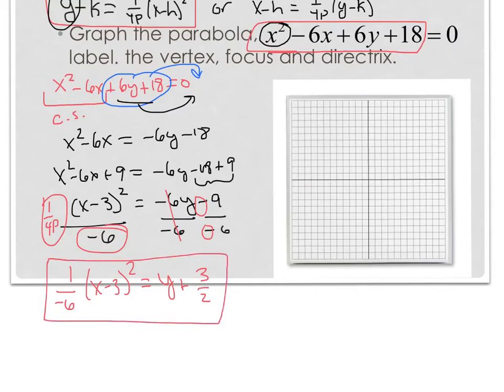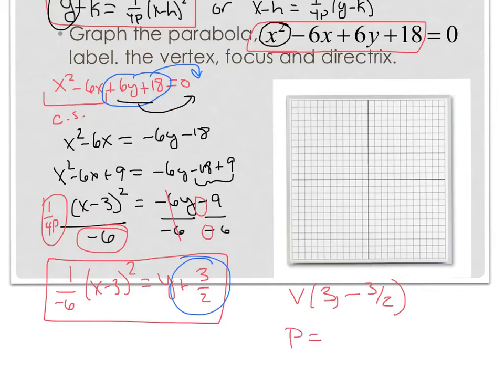So I now have my equation. So given the equation, let's go ahead and label the vertex, focus, and directrix. So I know that my vertex is going to be 3, and we got to be careful here. It's going to be negative 3 halves. It's opposite of this because we've got to solve for y. Okay, so I got 3, negative 3 halves.